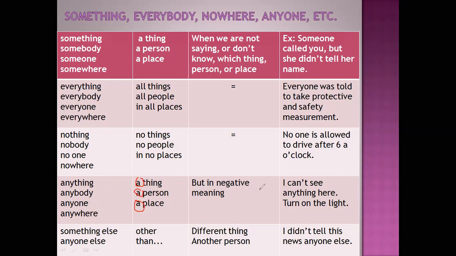Any. For example, I cannot see anything here. Turn on the light. Why? Because here is a negative, not. So we use any, the determiner any, with the negative meaning. Okay, did you understand? Yes.